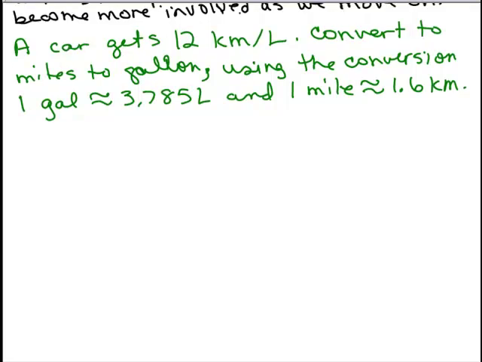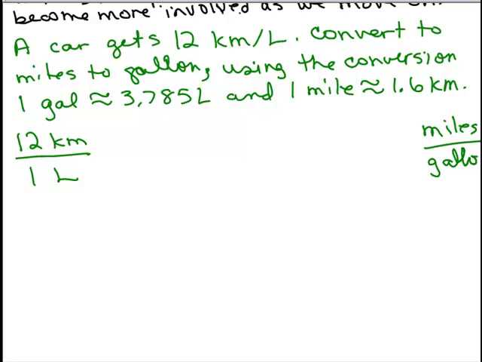All right, so we start off with 12 kilometers per liter. So we could say 12 kilometers over 1 liter. Now I have to end up with miles per gallon. I want to end up with miles in the numerator and gallons in the denominator. If you want, you could write over here to keep in mind what you're going toward. You want to end up with miles in the numerator and gallon in the denominator.